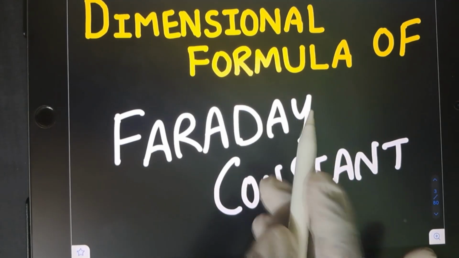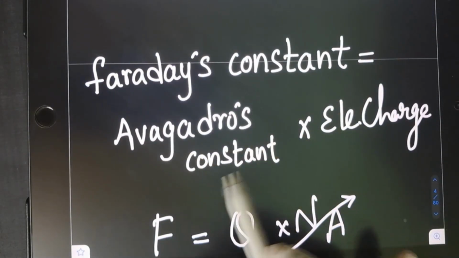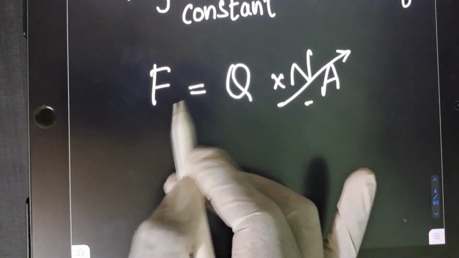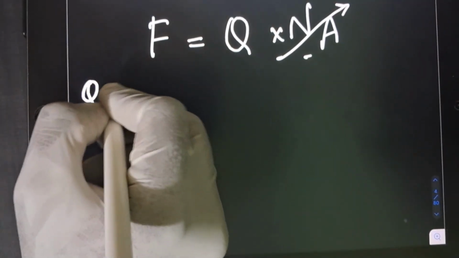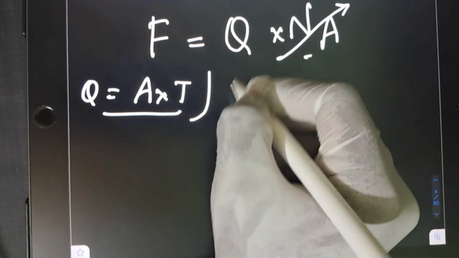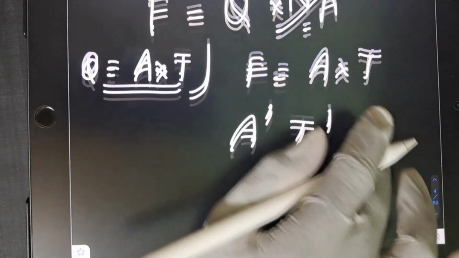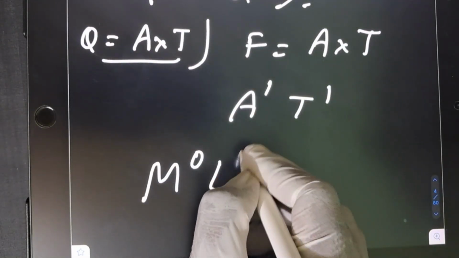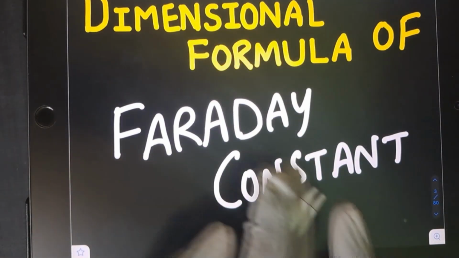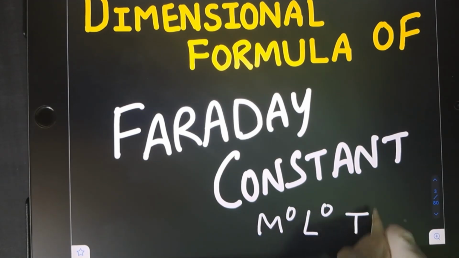To find the dimensional formula of Faraday constant, it is Avogadro's constant into electric charge. Avogadro's constant is dimensionless, so it contributes no dimension. F is equal to Q. Q means charge, and charge is equal to current into time. So F is A¹ T¹. The dimension is M⁰ L⁰ T¹ A¹. The dimensional formula of Faraday constant is M⁰ L⁰ T¹ A¹.